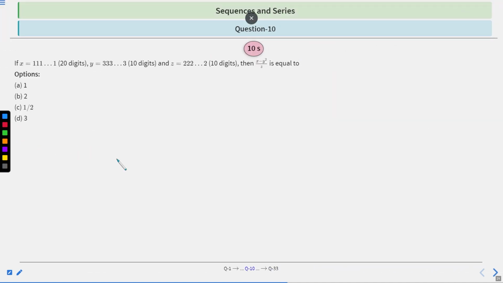Question number 10. If x is equal to 111 till 20 digits, y is equal to 333 till 10 digits, and z is equal to 222 till 10 digits, then we have to calculate (x square minus y square) upon z. So let's move to the solution part after 10 seconds.